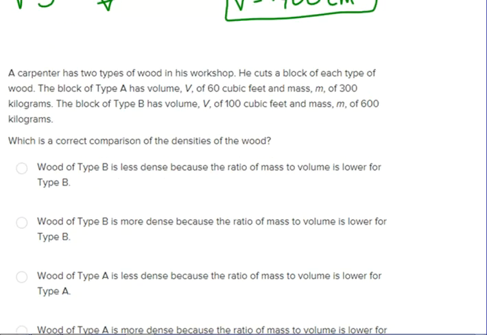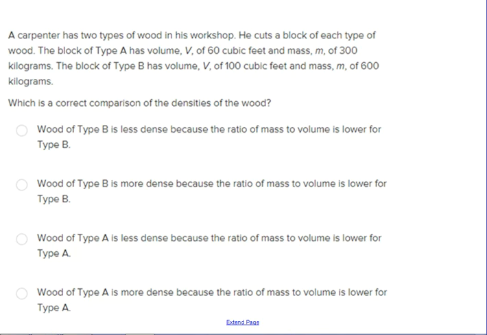Okay, let's look at one more type of question that you may be presented with here. A carpenter has 2 types of wood in his workshop. He cuts a block of each type of wood. The block of type A has a volume of 60 cubic feet and a mass of 300 kilograms. The block of type B has a volume of 100 cubic feet and a mass of 600 kilograms. Which is a correct comparison of the densities of the wood?